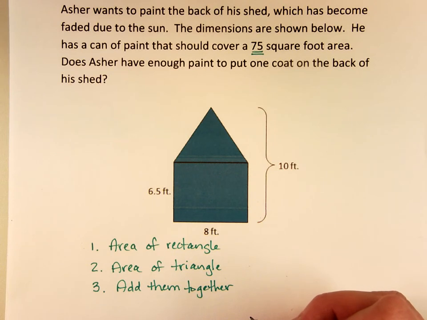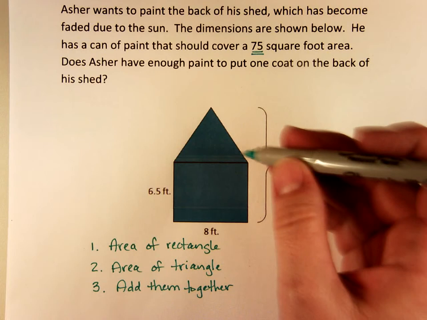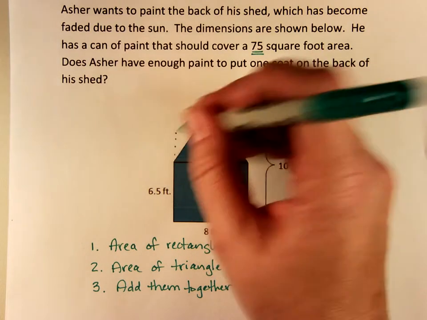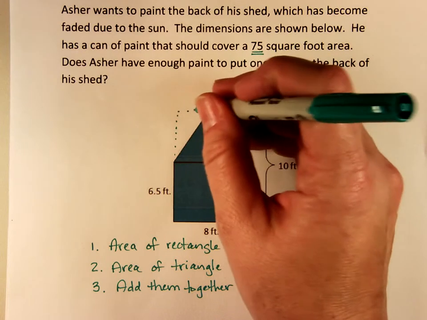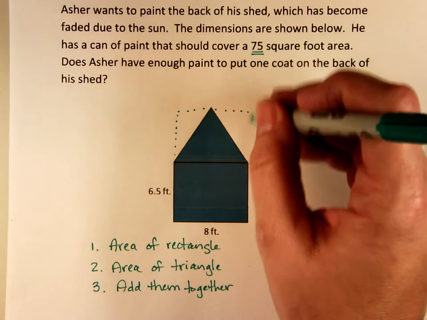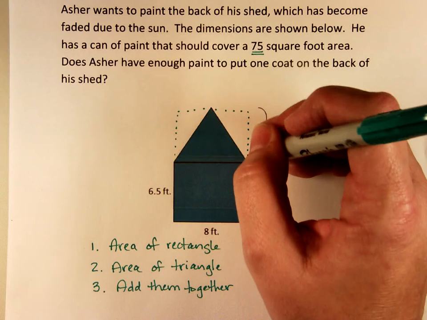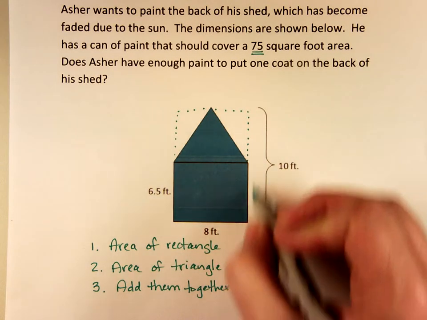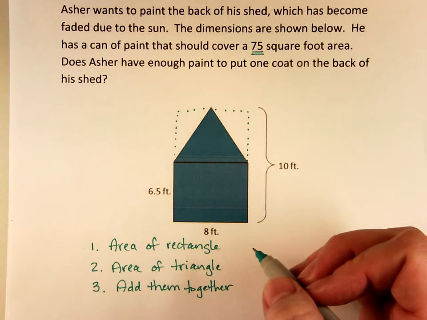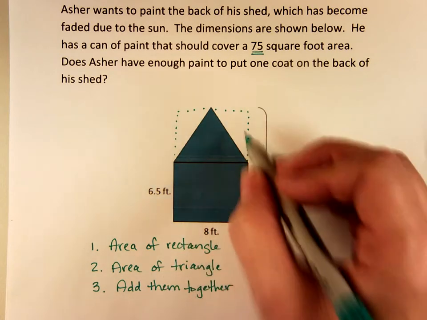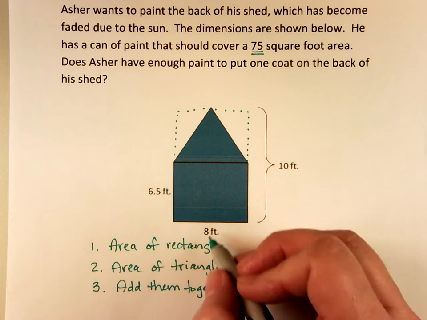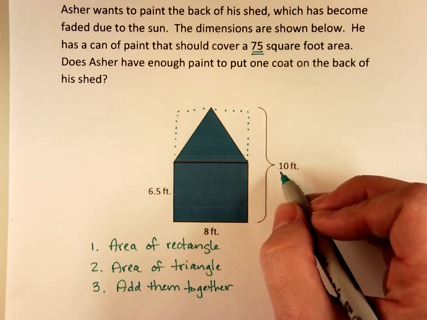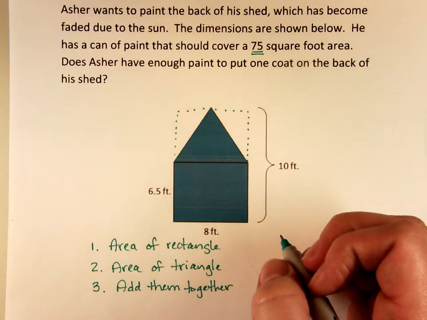As far as getting an estimate, if this shape here was a complete rectangle, let's just extrapolate the sides. If this was a complete rectangle, the area would be 8 times 10, because the formula is to do the length times the width, or base times height. 8 times 10 would be 80 square feet. And he has enough to cover 75 square feet, so that wouldn't quite do it.